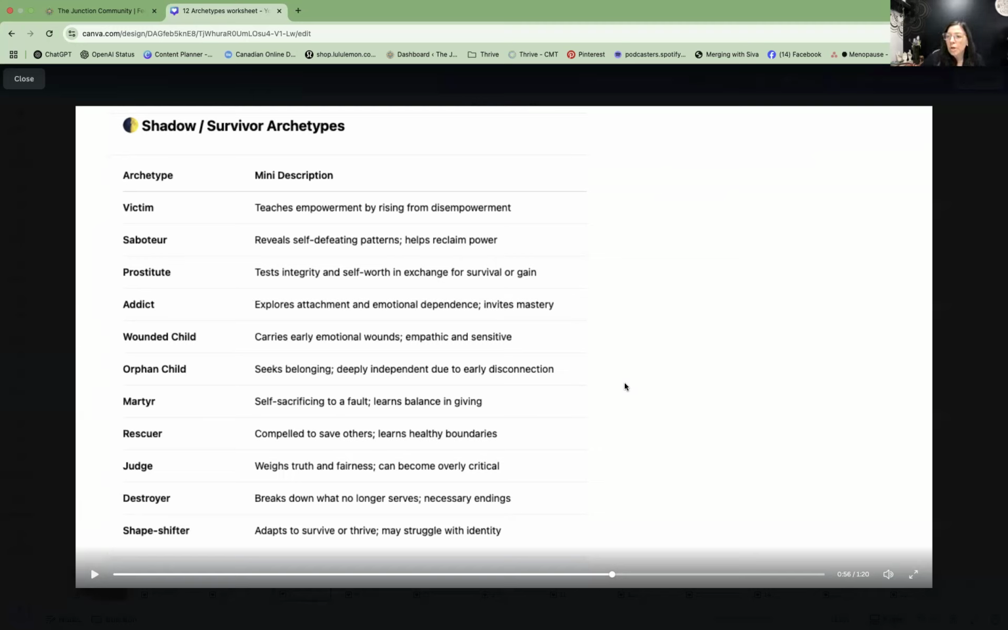Martyr, we're going to skip down to martyr, self-sacrificing to a fault, learns balance in giving. Rescuer, compelled to save others, learns healthy boundaries. Judge, weighs truth and fairness and can become overcritical. Destroyer, breaks down what no longer serves, necessary endings. And finally, shapeshifter, adapts to survive or thrive and may struggle with identity.